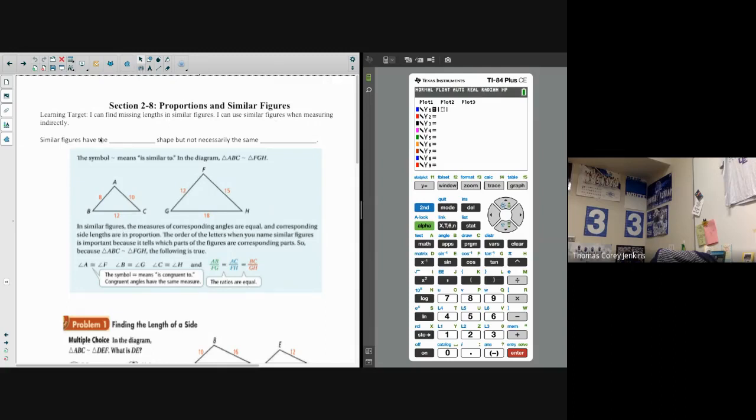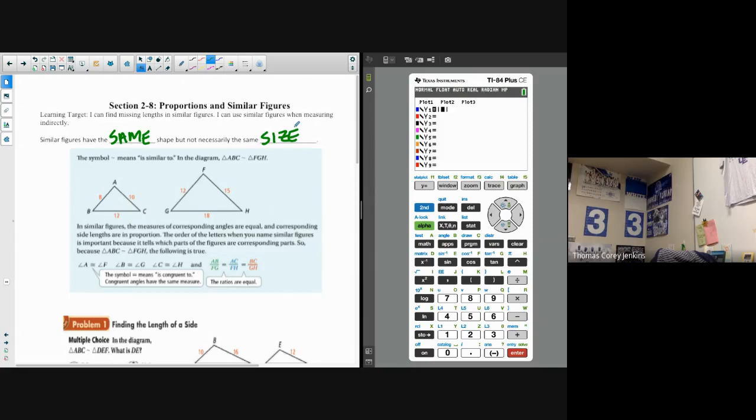So similar figures have the same shape, but not necessarily the same size. Same shape in math means the exact same angle measures. I kind of think of it like if you are working with a photo in Microsoft Word or Google Docs, and you drag the corner of it to enlarge it, that makes a similar figure. It keeps that same proportional size, but can make it larger or smaller.